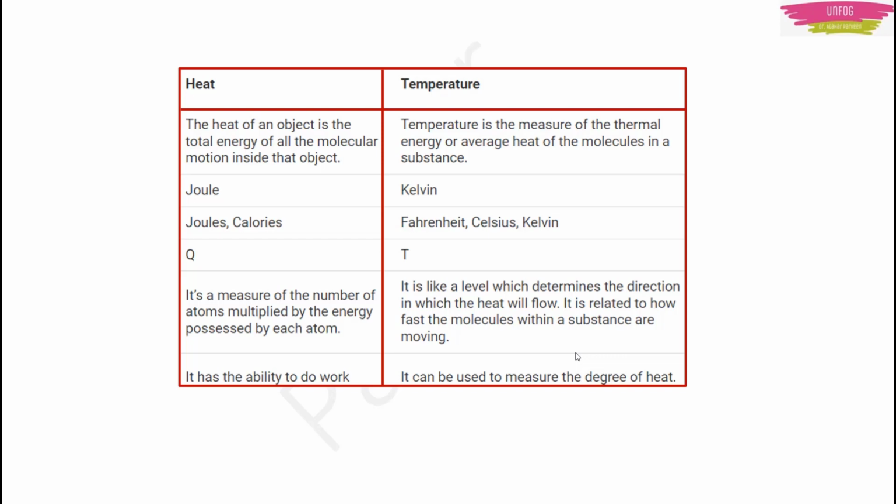And we also told that heat is nothing but energy, right? Energy means the ability to do work. But temperature is not energy. It is just a degree of hotness or coldness. It can be used to measure the degree of heat. So you cannot know whether a body is hot or not if you don't measure the temperature. That is how it is. So heat and temperature are always friends. They will be together. If heat increases, temperature will increase. If heat decreases, temperature will decrease.